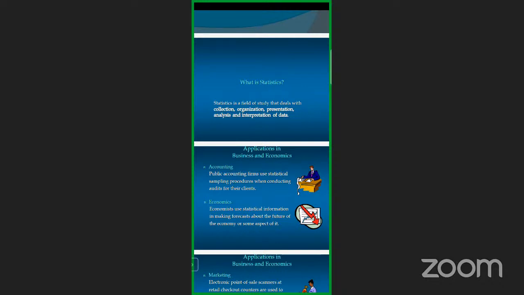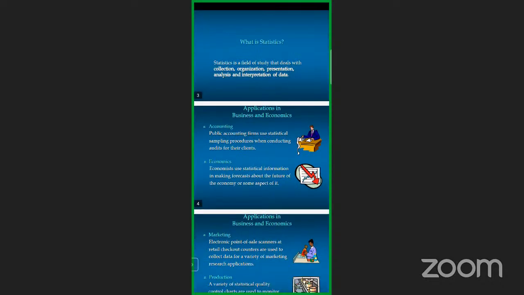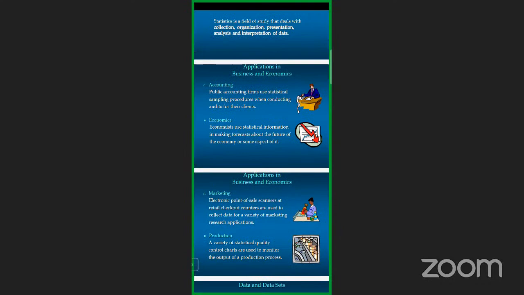So the collection of data for a particular purpose is used for future reference. For that purpose, whatever data we collect in the raw format is arranged in a proper way and presented to the required people, how they require it. Even in marketing it is applicable, where electronic point of sale scanners at retail checkout counters are used to collect data for a variety of marketing research applications.